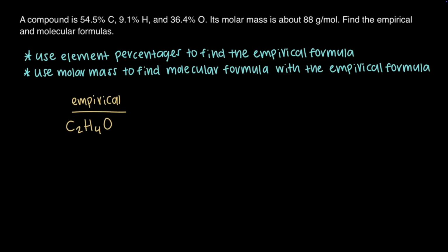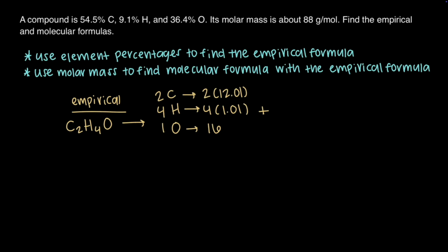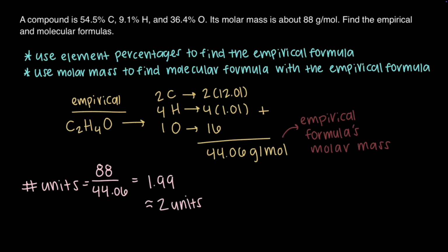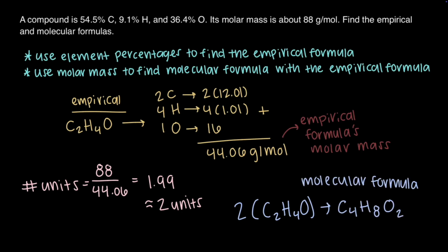Using the steps, we will first find the empirical formula's molar mass. 2 carbons, 4 hydrogens, and 1 oxygen will give us 44.06 grams per mole for the empirical formula. Dividing 88, the molecular formula's molar mass, by 44, we get 1.99, which will round to 2 units. We now multiply the number of units by the empirical formula to get the molecular formula. We multiply each element in the empirical formula to get C4H8O2. Our molecular formula is C4H8O2.